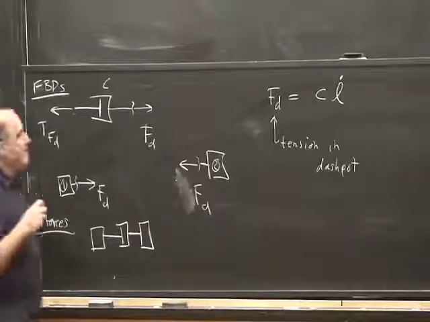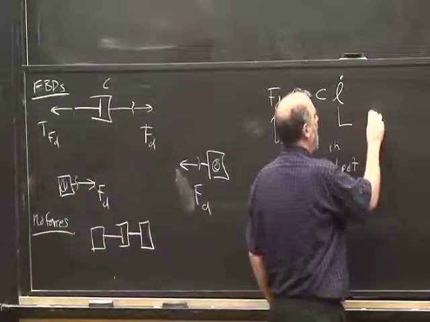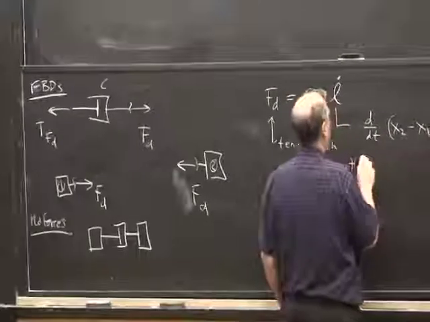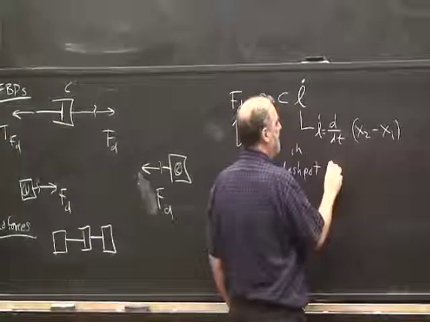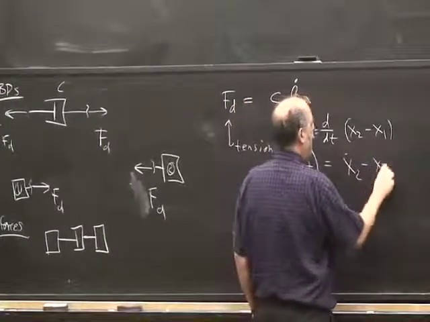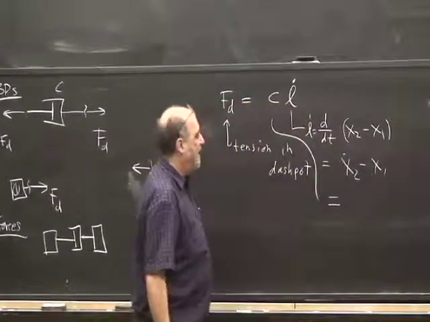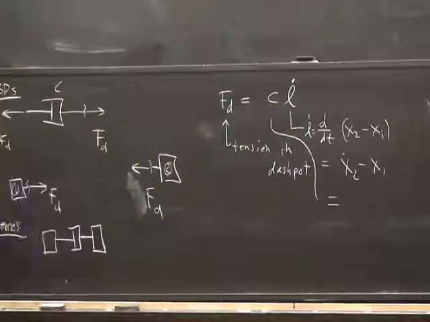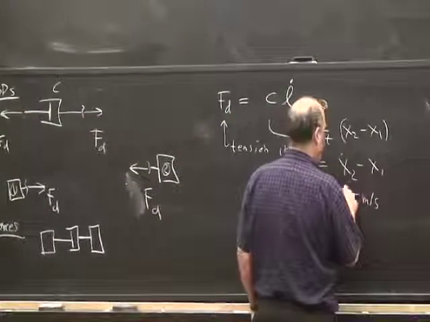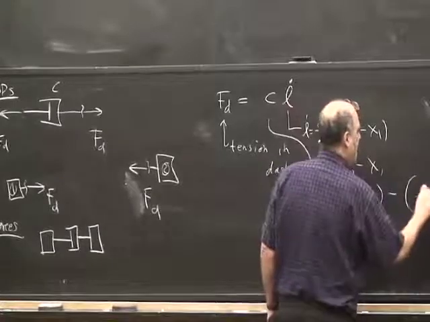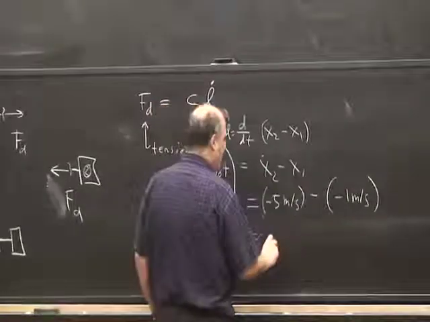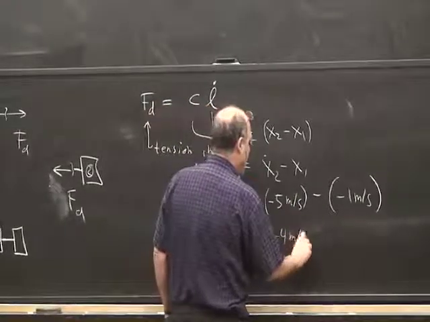So what is the rate at which these things are lengthening? That's the rate of change of the distance between the two things, which is x2 minus x1. That's what L dot is equal to, which is equal to x2 dot minus x1 dot. And we've been given what x2 dot and x1 dot are. x2 dot was minus 5 meters per second. So we have minus 5 meters per second minus this other one, which is minus 1 meter per second. And minus 5 plus 1 is minus 4 meters per second.